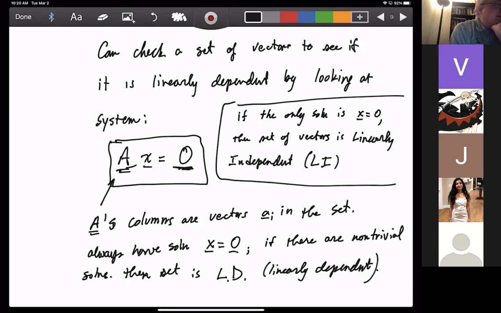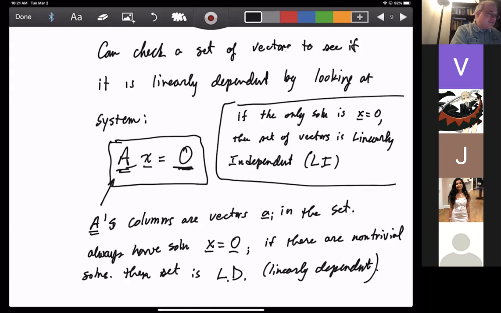There has to be a way of representing at least one of the columns as a linear combination of the other columns. Okay. Does that make sense, Catherine? So there's a lot of different ways of formulating what really is the same idea. So I'm just trying to make all of those connections.